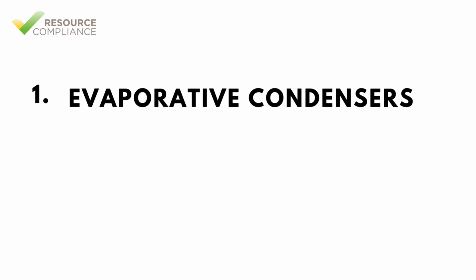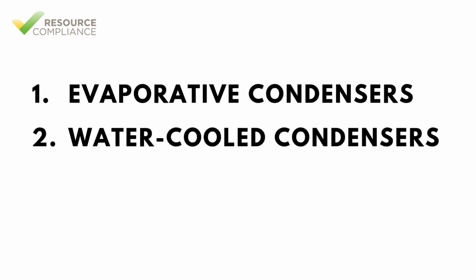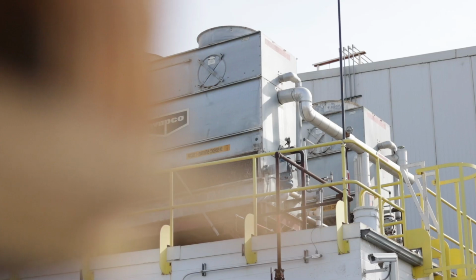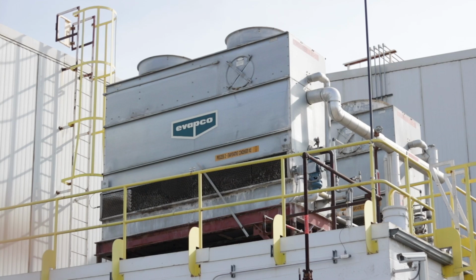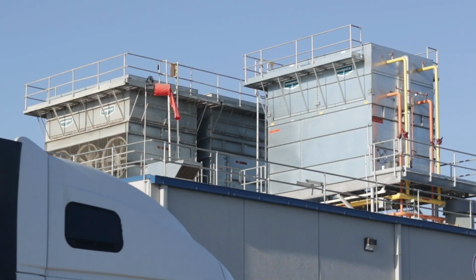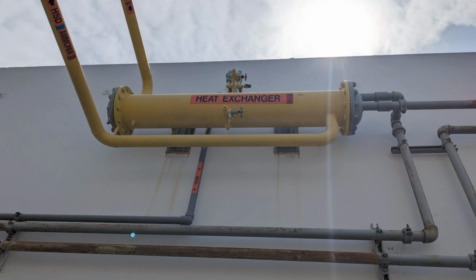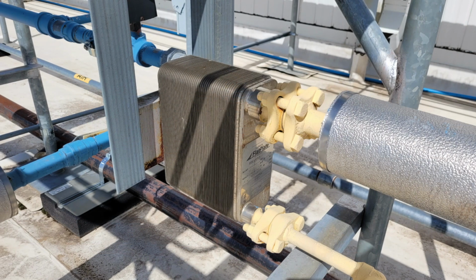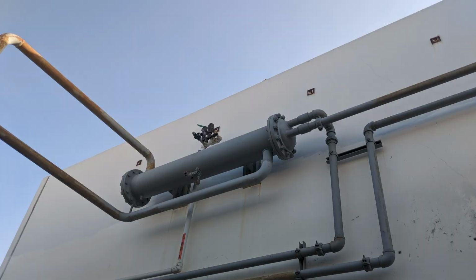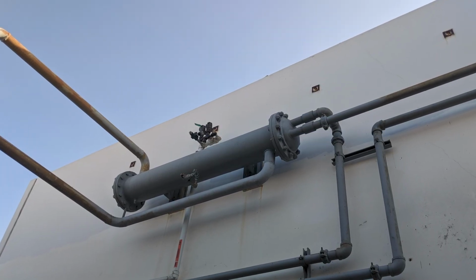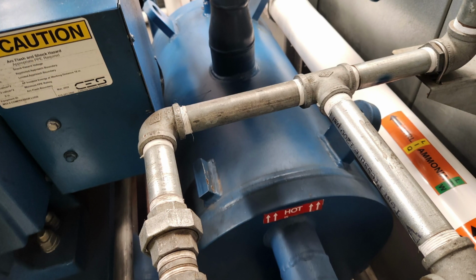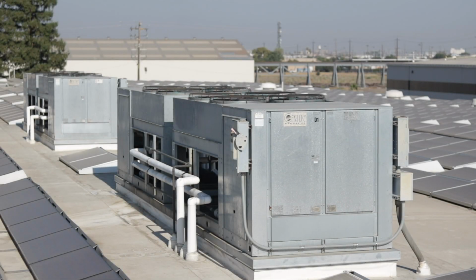There are three primary categories of refrigeration condensers: evaporative condensers, water-cooled condensers, and air-cooled condensers. Evaporative condensers use a combination of air and water to cool the refrigerant, which results in lower condensing pressure and efficient operation. Water-cooled condensers utilize a heat exchanger with cooling water that is pumped from a remote cooling tower. The water absorbs heat from the refrigerant and is returned to the tower, where the heat is rejected to the atmosphere.